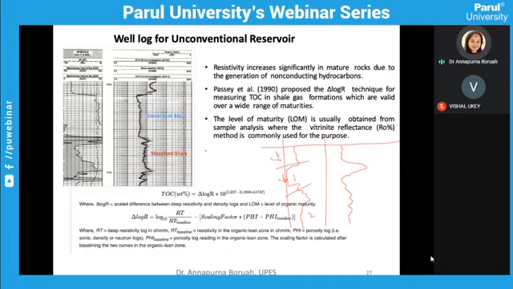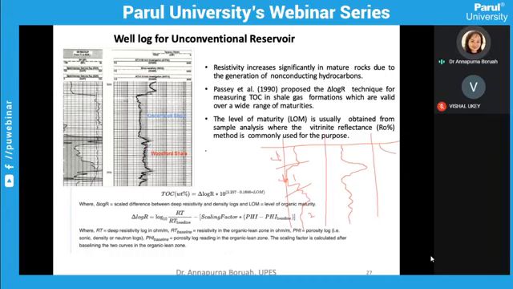Again, it will depend if water is present, then whether it is fresh water or saline water. If it is saline water, saline means it is conductive, so you will get less resistivity. If it is fresh water, then you will get more resistivity for that zone. So it is important to understand.